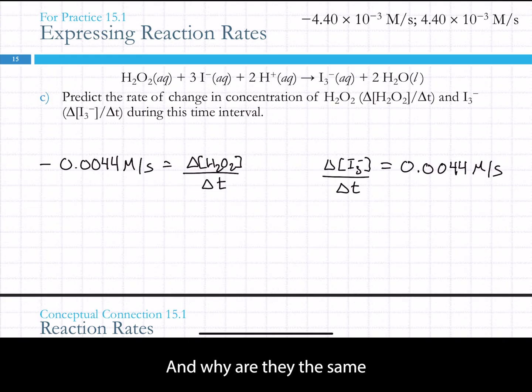And why are they the same, but with different signs? One's a reactant, one's a product. One is reducing, one's increasing, and they both have coefficients of 1. So the overall rate is really the rate of anything that has a coefficient of 1. Why do we do that? Because it makes it the easiest to translate to everything else, just a nice neutral starting point.